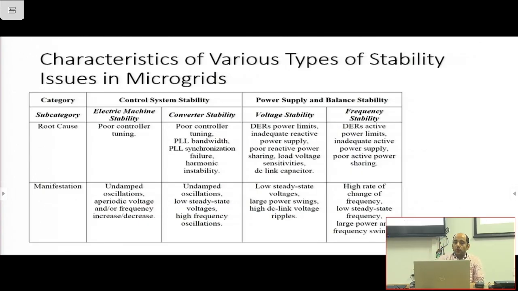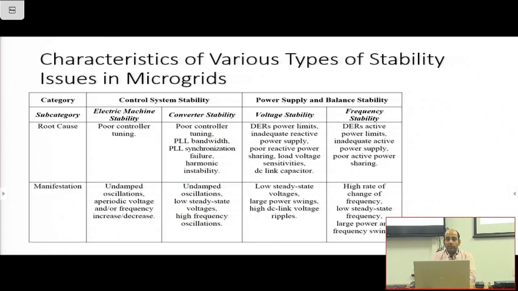So these are the root causes of the stability problem. What happens due to these problems? For example, if you talk about control system stability and electric machine stability, where the controllers are not properly tuned, it can lead to undamped oscillations or aperiodic voltage or frequency increase and decrease. Okay, so this can happen because there could be oscillations and the voltage and frequency can change.